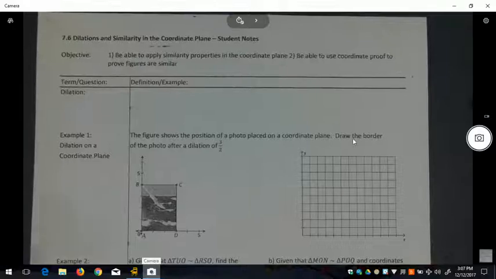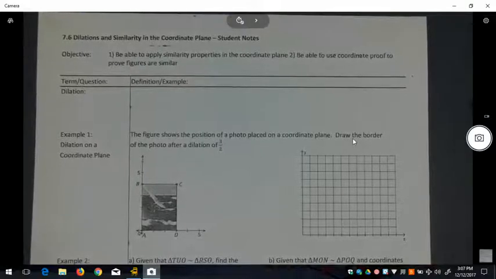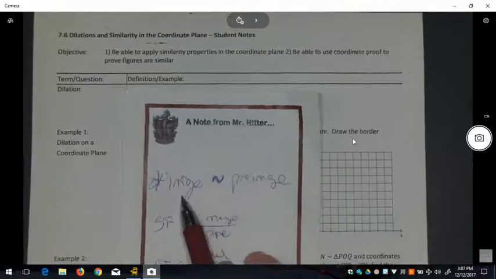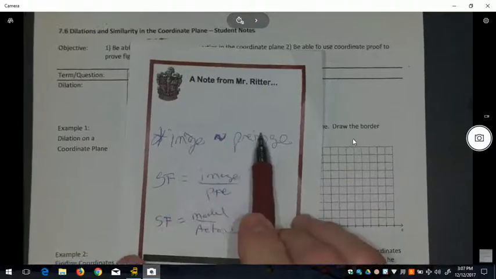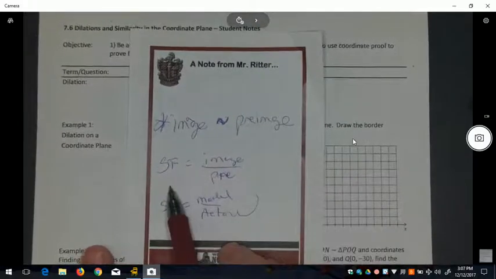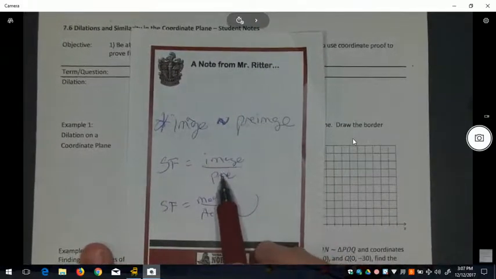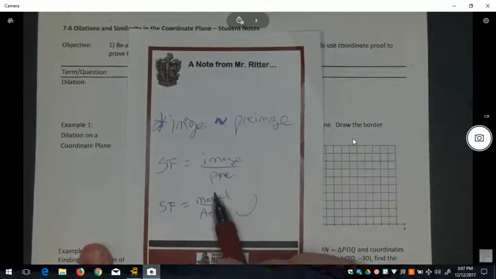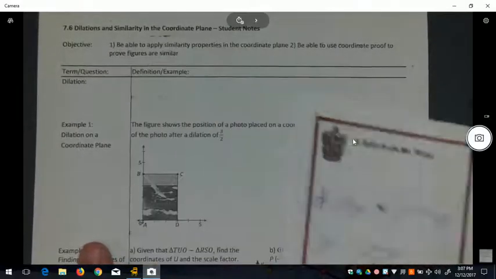Welcome to lesson 7.6, Dilations and Similarity in the Coordinate Plane. A quick review from previous lessons, remembering that in a similarity statement, the image is similar to the pre-image. The scale factor is always the image over the pre-image, unless we're dealing with a modeling problem, then it's the model over the actual.